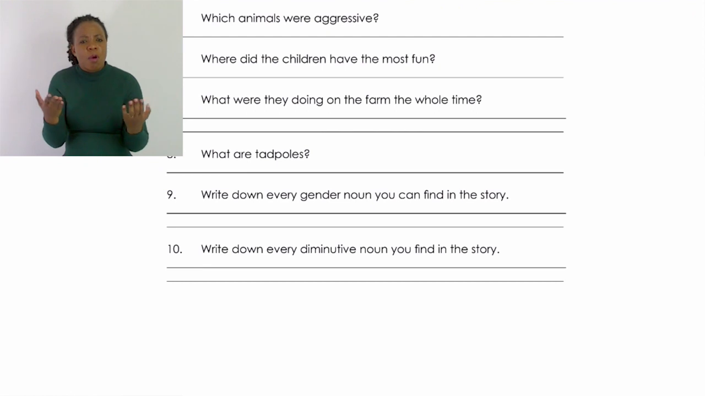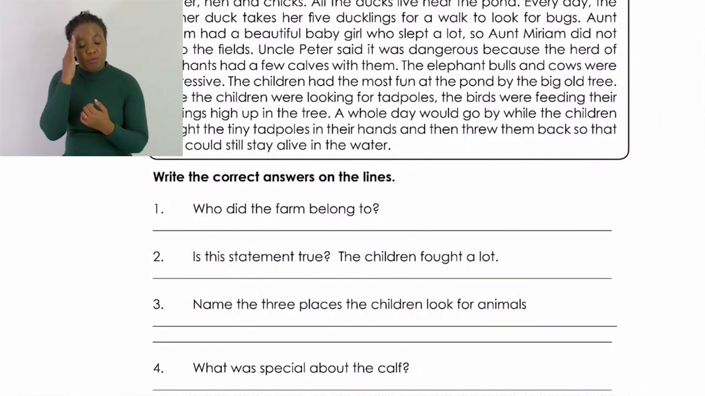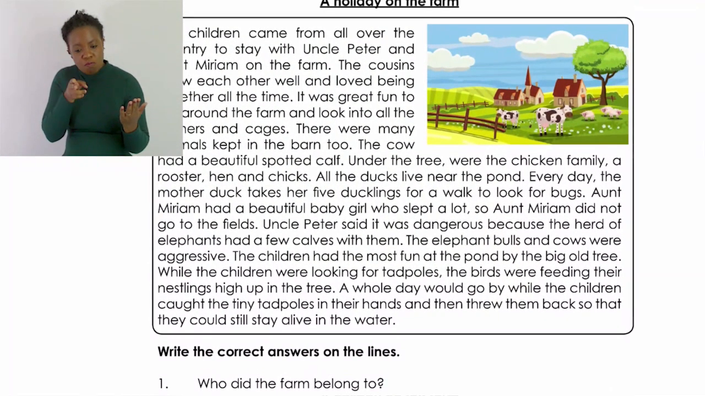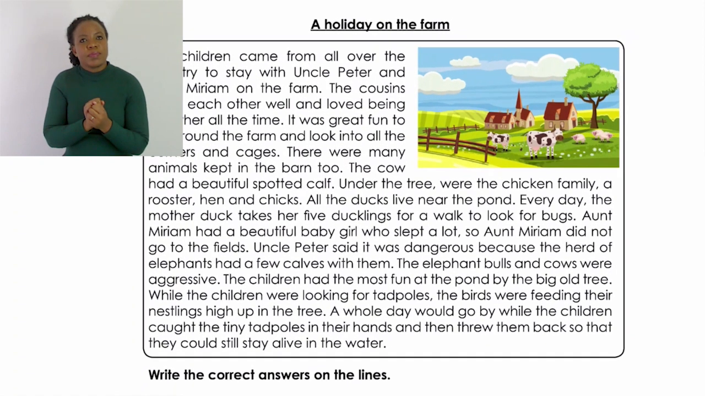What were they doing on the farm the whole time? What are tadpoles? Write down every gender noun you can find in the story. Write down every diminutive noun you find in the story. Now you know what you have to spot or to look for when you are reading your comprehension. So now I will go on to read my comprehension.